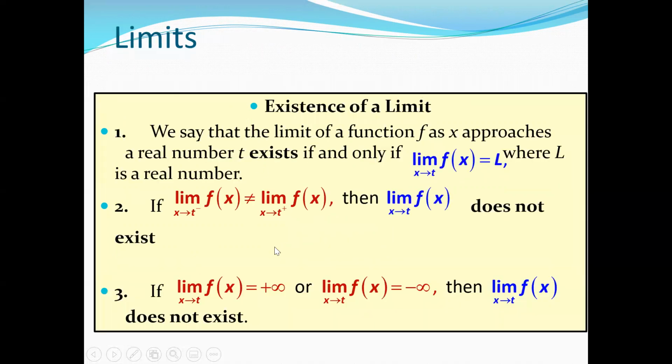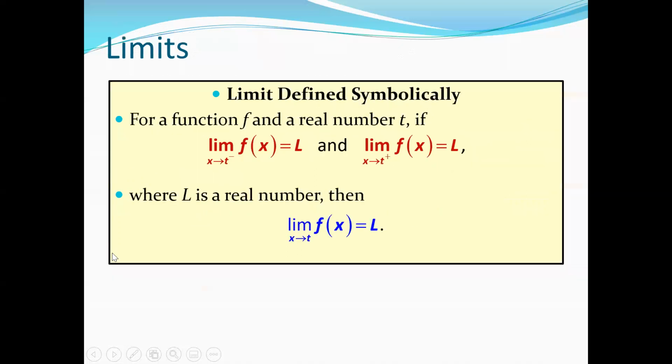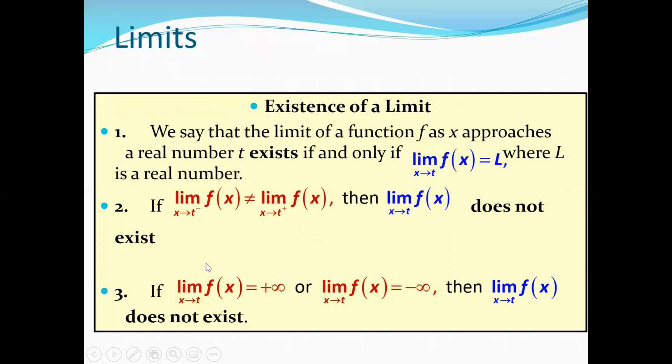So this will lead us to a few definitions. Now, the existence of a limit. We say that the limit of a function f as s approaches a real number t exists if and only if the limit of f at x as s approaches t equals L, where L is a real number. Now, if the limit of f at x as s approaches t from the left is not equal to the limit as s approaches t from the right, then the limit as s approaches t does not exist. As we saw in the previous formula, if from the left and from the right the answer is the same L, then the limit exists. But if the answer is not the same, then the limit doesn't exist.